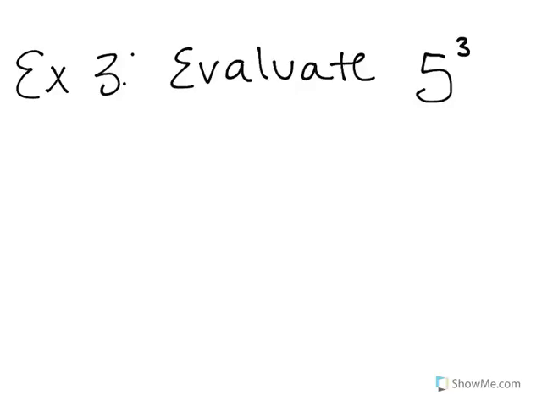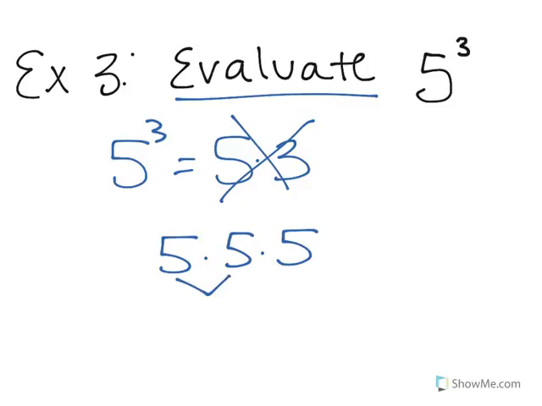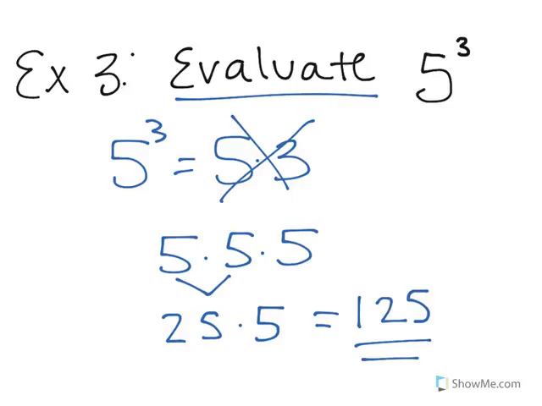My next example says evaluate. Again, evaluate means pretty much to solve. So 5 to the 3rd power. Again, this comes up every year, but a lot of kids think 5 to the 3rd power equals 5 times 3. It does not. 5 to the 3rd power is 5 times 5 times 5, 5 three times. So 5 times 5 is 25, and 25 times 5, or I think of 5 quarters, makes $1.25 or 125. Again, do not do that.